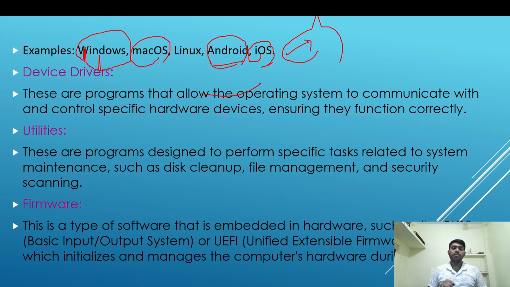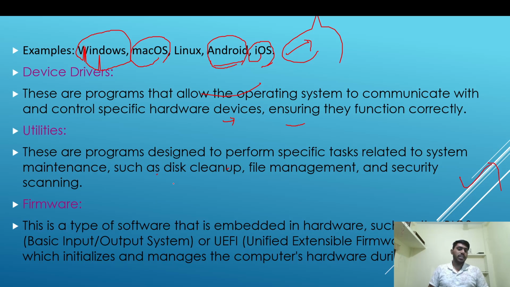Then come to device drivers. What is that? These are programs that allow the operating system to communicate with and control specific hardware devices. Okay, it will be controlling specific hardware devices, ensuring that they function correctly. The driver is successfully loaded and it is working correctly. Then utilities. These are programs designed to perform specific tasks related to system maintenance, such as disk cleanup. Okay, it is one kind of utility software, along with file management and security scanning.